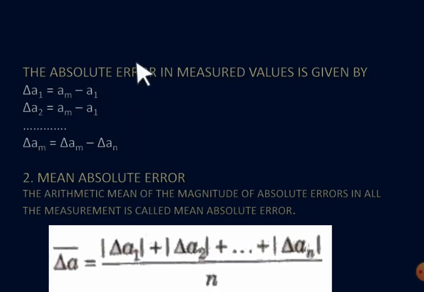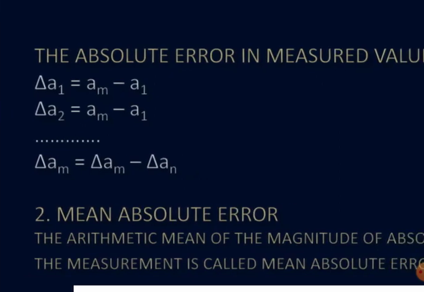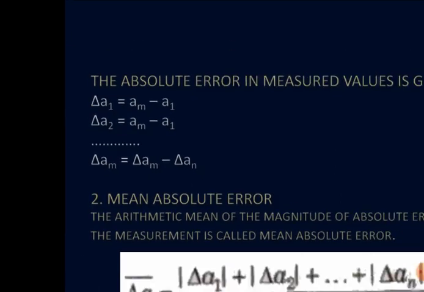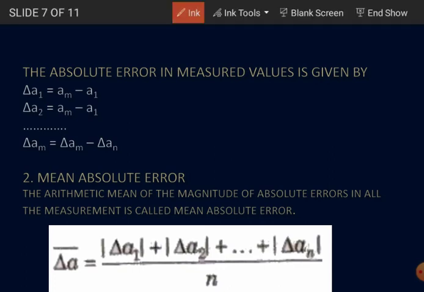Now see, the absolute error in the measured value is given by delta a1. Delta represents your absolute error. So your absolute error in the first measurement, here they are not giving as modulus, but in fact it should be given as modulus. It should be like this for each and every one of these. That means you have to take only the magnitude. The absolute error in a1 will be equal to a mean minus a1.